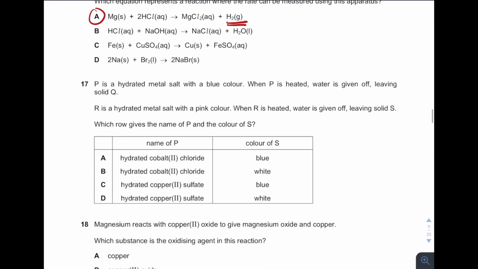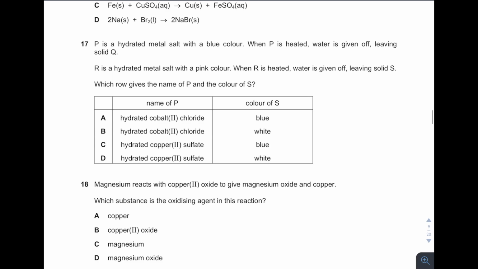Okay, 17. See, P is a hydrated metal salt with a blue color. When it is heated, water is given off, leaving solid Q. R is a hydrated metal salt with a pink color. When it is heated, it leaves solid S. See, what type of hydrated compound is blue in color? It has to be copper(II) sulfate, isn't it? Copper(II) sulfate, hydrated, is blue in color. When it is anhydrous, it is white. So P has to be copper(II) sulfate.